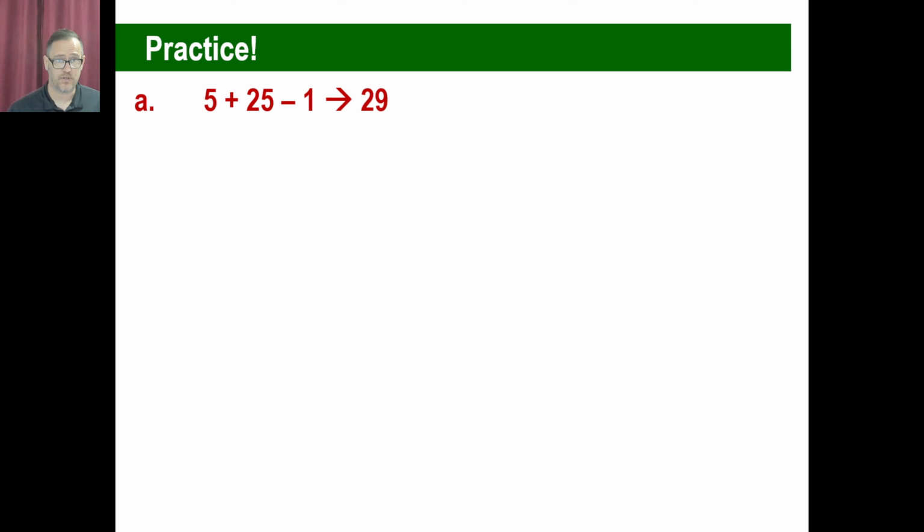Okay, you should have 5 plus 25 minus 1. That's the first part. In other words, 5 times 5 is 25. 5 divided by 5 is 1. So then we go left to right. That's going to be 5 plus 25, 30 minus 1, 29.